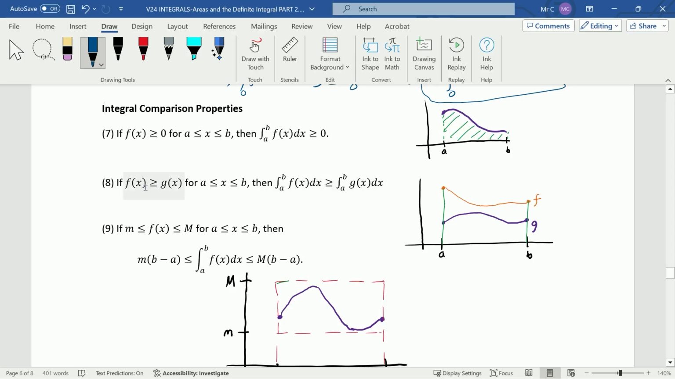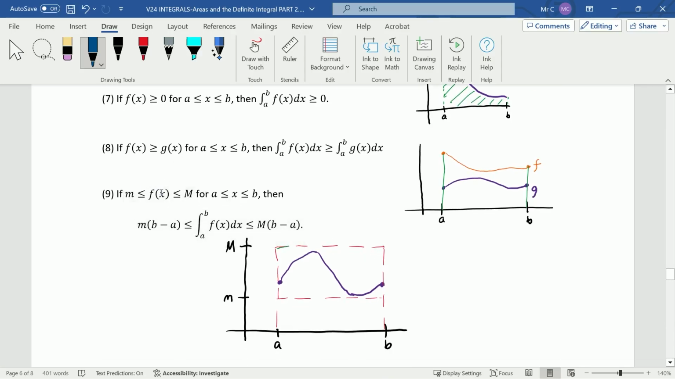If f of x is greater than or equal to g of x on an interval, then its integral should be greater than the integral of g's. Again, this should make sense. F is bigger than g, so the amount of area under the curve should be bigger. We're assuming that, again, these are both positive here. Well, they don't necessarily have to be positive, but the picture assumes that they're positive for clarity.